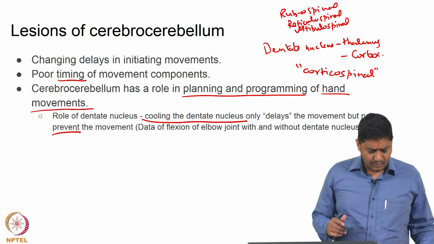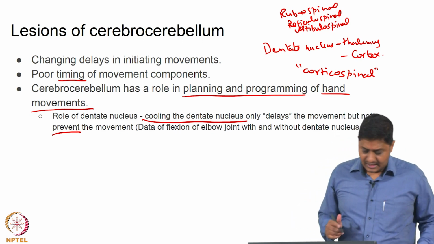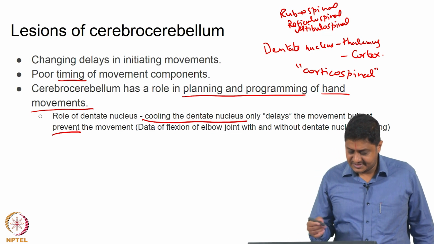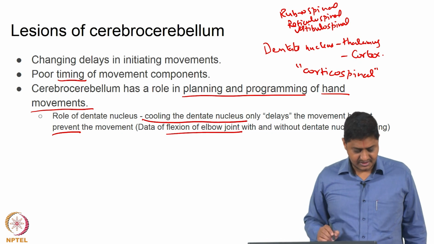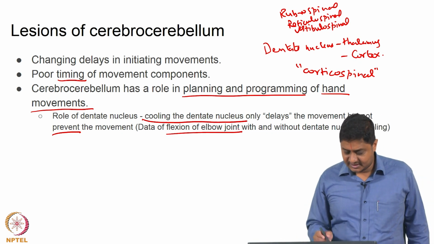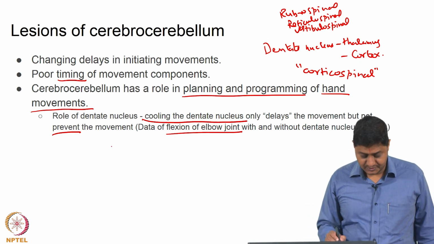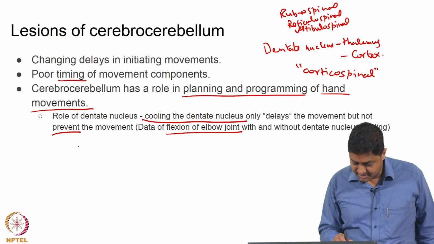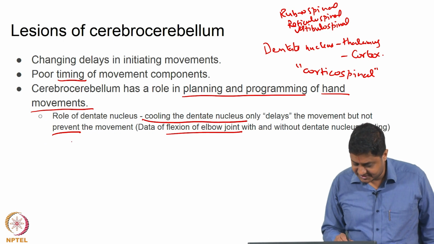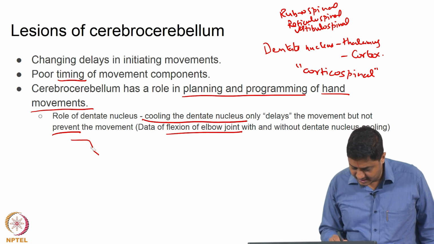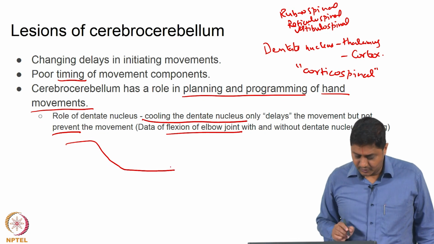So, what happens is, suppose the task is to perform flexion of the elbow joint, right. This is in a monkey, the task is to perform flexion of the elbow joint. So, let us see what happens, right. Here I am going to draw the movement trajectories, right. Let's see what happens in the healthy case or in the control case, right. You are going to have something like this.